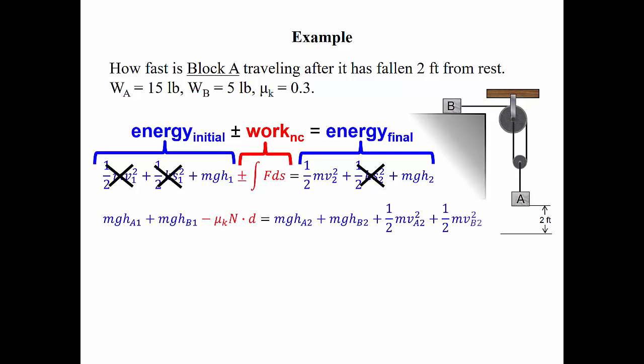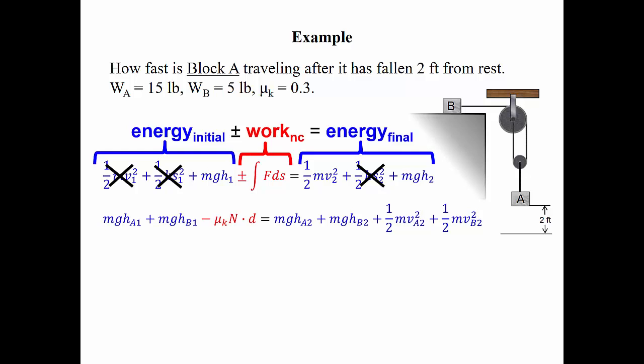So writing the equation for both masses and all of the terms, we have mass times gravity times the initial height of A plus mass times gravity times the initial height of B minus our non-conservative work, which in this case is the friction between the block B and the ground. It's the only external force on the system that has a force times distance. So we're taking energy away from the system, thus our work is negative. It's also a force that's acting opposite the direction of the displacement.